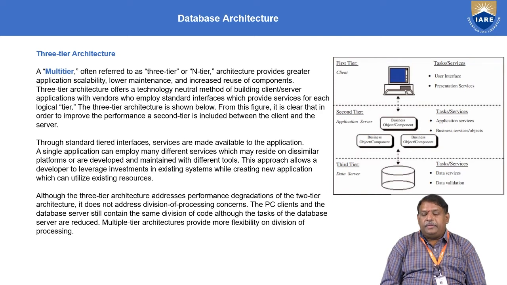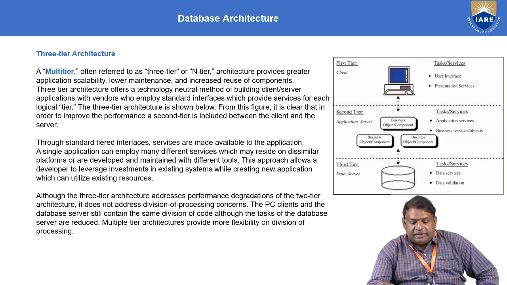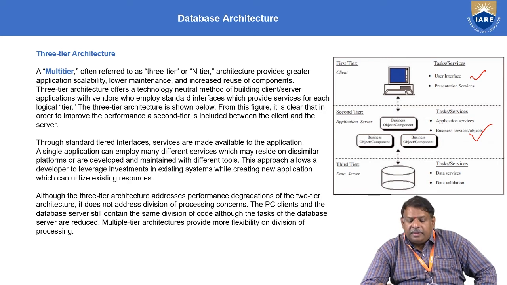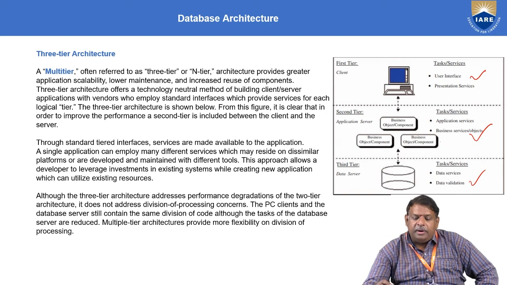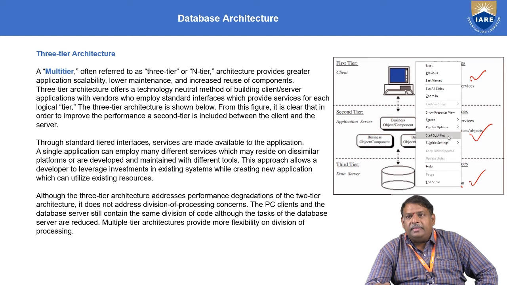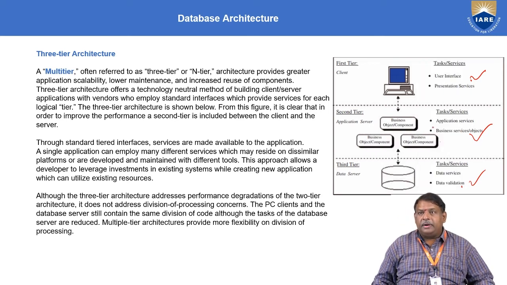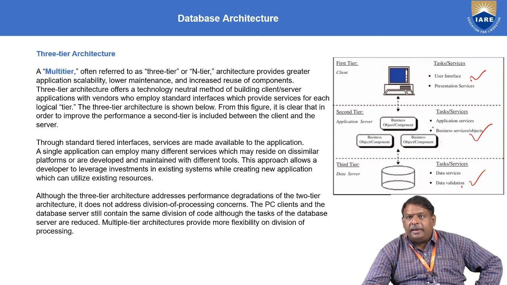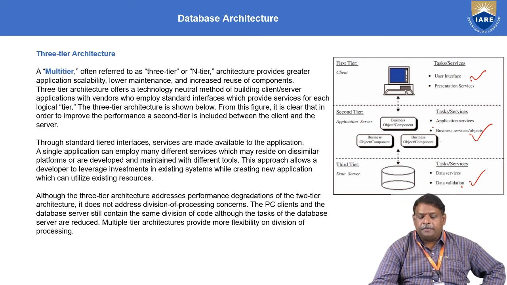Okay, let us see the three-tier architecture. In this, the client is the same, but we'll move the business logic and other things to the middle tier, that is the second tier. The third tier will have the database server as usual. Earlier we had only the client and the data services. Now we are introducing one more tier, a server used for business validations and application services.